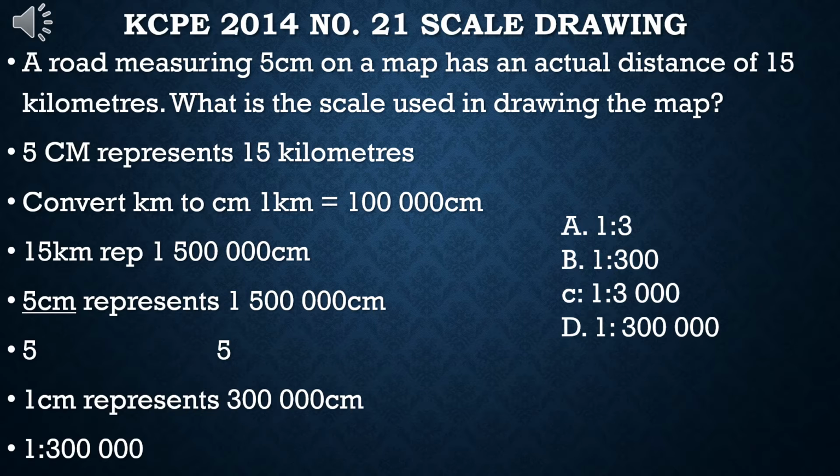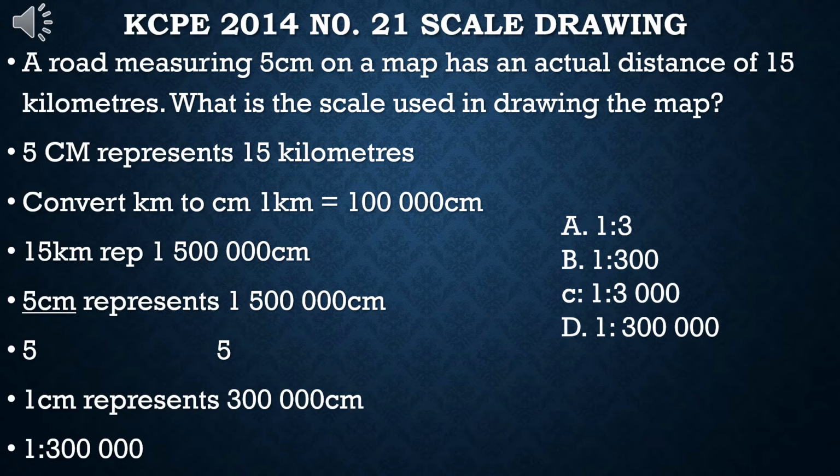1 kilometer is equivalent to 100,000 centimeters. So to convert 15 kilometers, we multiply by 100,000 centimeters. So 15 kilometers will become 1,500,000 centimeters. So the linear scale now says 5 centimeters represents 1,500,000 centimeters. Now the units are the same.